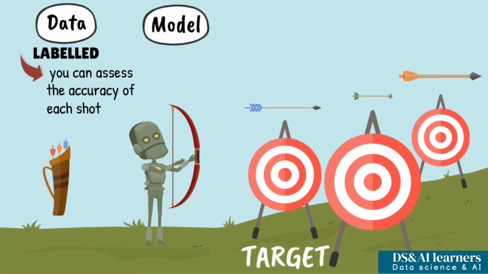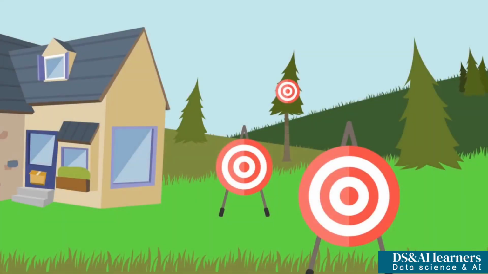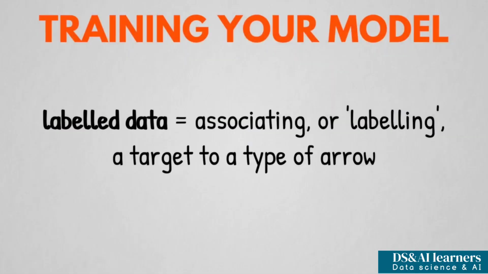To clarify the concept, let's check what the robot sees when shooting. The ground, a target at a short distance, a target at a further distance, a target hanging on a tree far behind it, a house to the side, and the sky. So, having labeled data actually means the following: associating or labeling a target to a type of arrow.